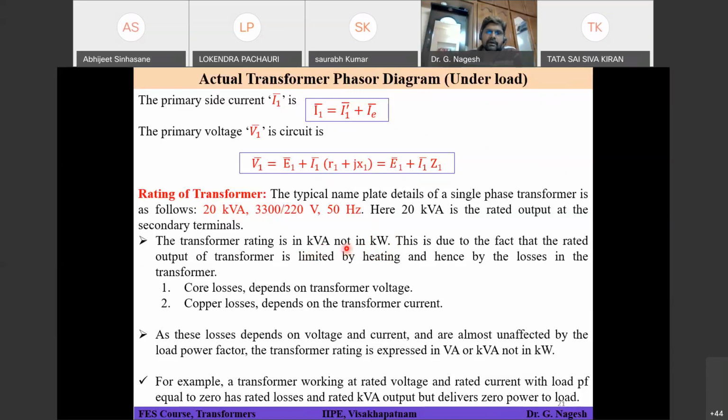Okay, Sir, why is it in kVA? Why not in kilowatts? This is due to the fact that the rated output of the transformer is limited by heating in the transformer, and hence by the losses in the transformer. Transformer losses will generate heat. Because of that heat only, the transformer rating is in kVA.